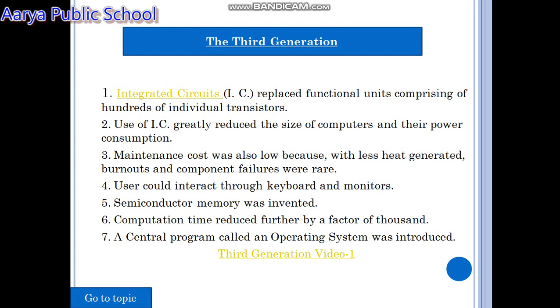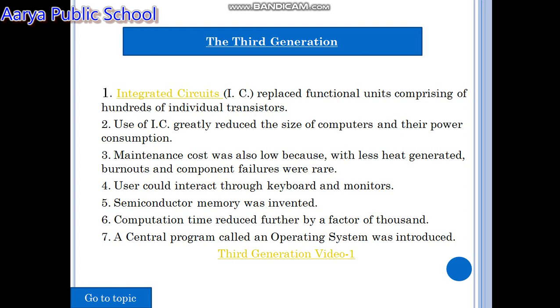Use of IC greatly reduced the size of computer and their power consumption. Dear students, in the third generation IC was used, so the size of computer also decreased, and power consumption also reduced. Third, maintenance cost was also low because with less heat generated, burnout and component failure were rare.